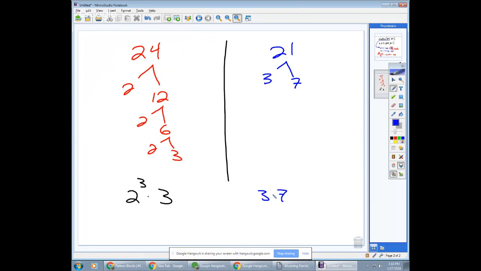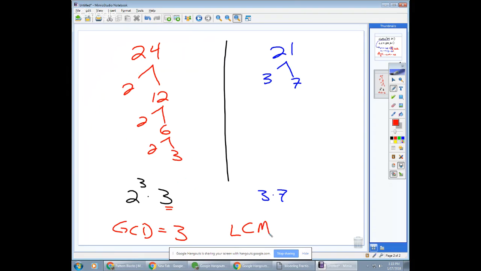So to make the GCD here, I have to take the lowest power of the common primes. And in that case, 3 is the only common prime, so I just take 3. And let's say I took that one right there. 2 ways to look at the LCM.